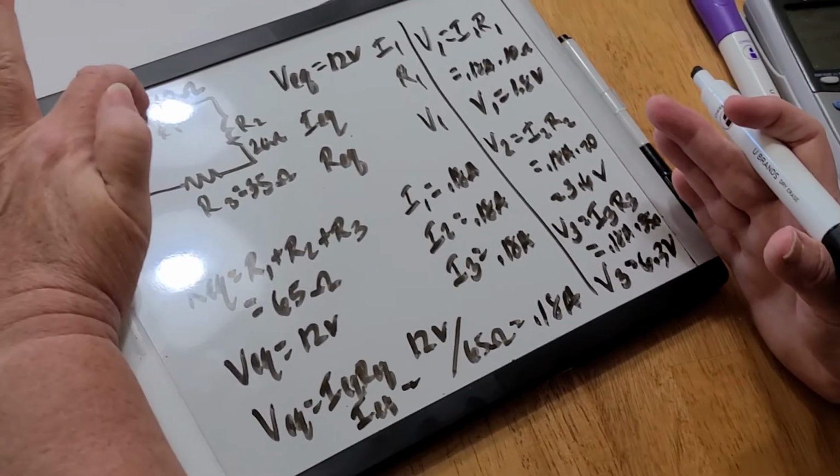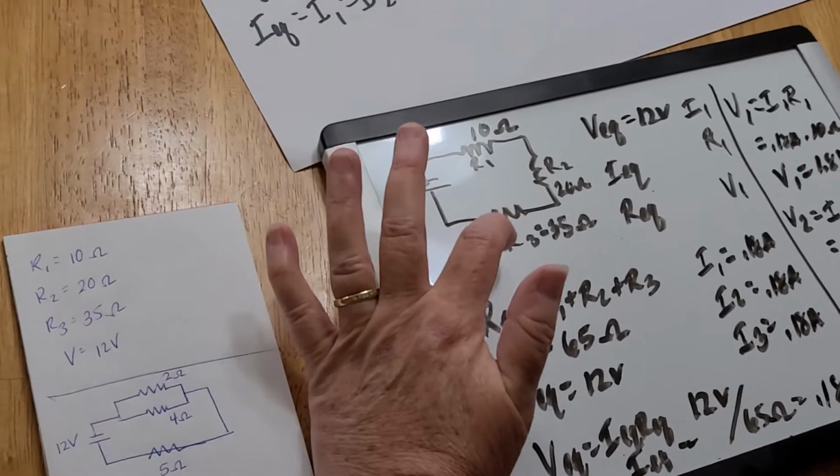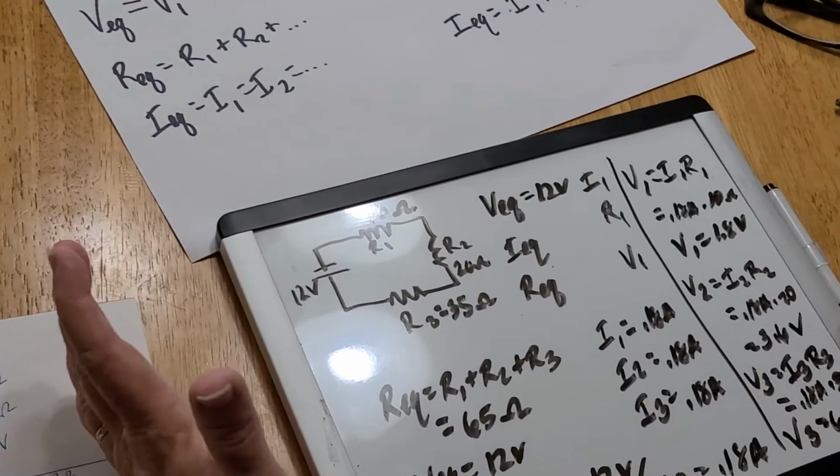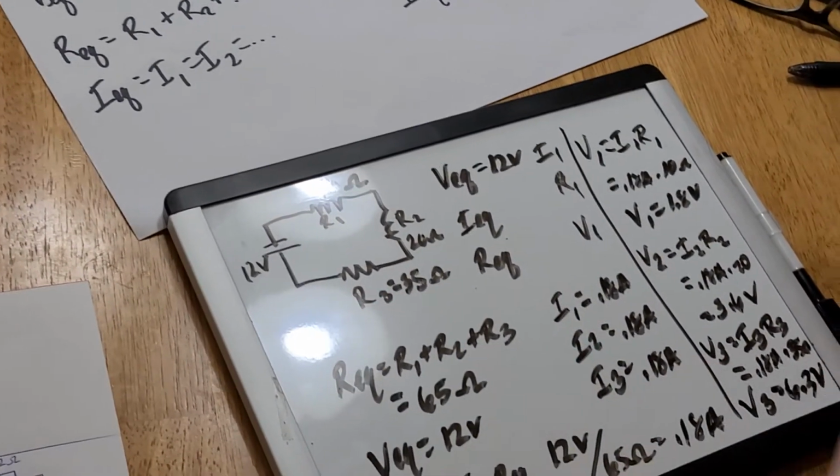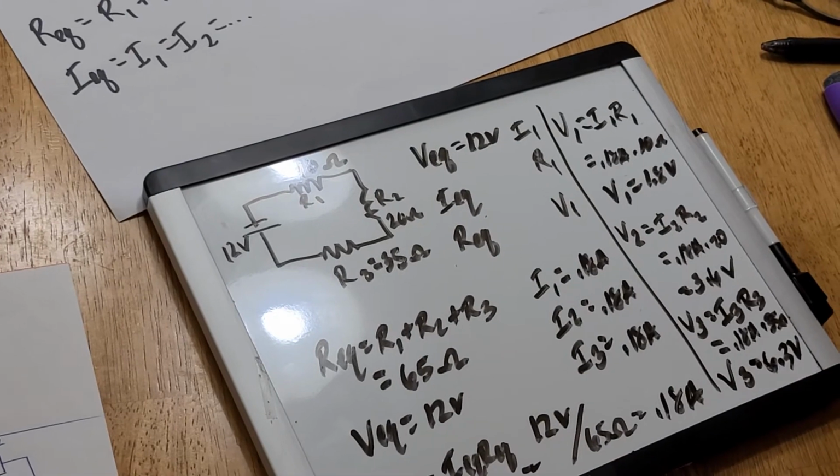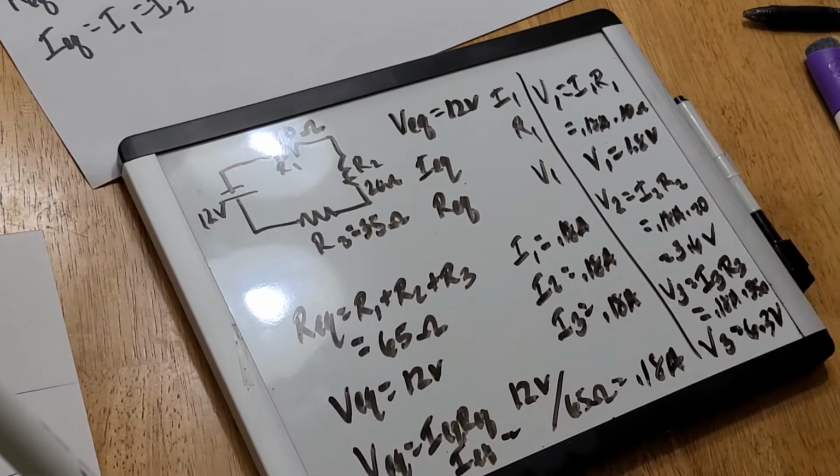Maybe they just want the voltage drop across R1, or maybe they just want the voltage drop across R3, or they want the circuit's current. Doesn't matter. This is how you can find everything that they could possibly ask you for about a series circuit.